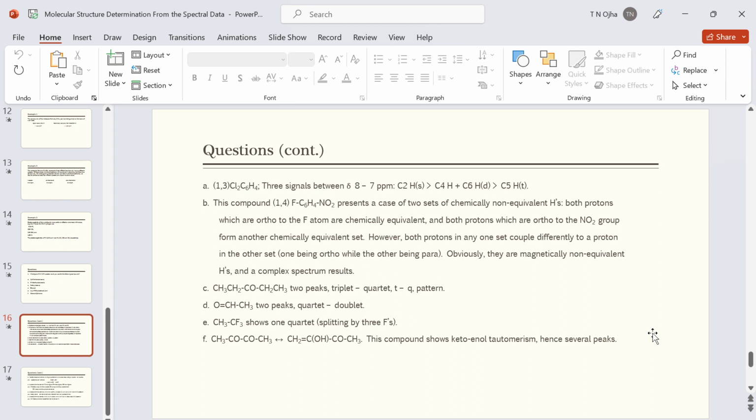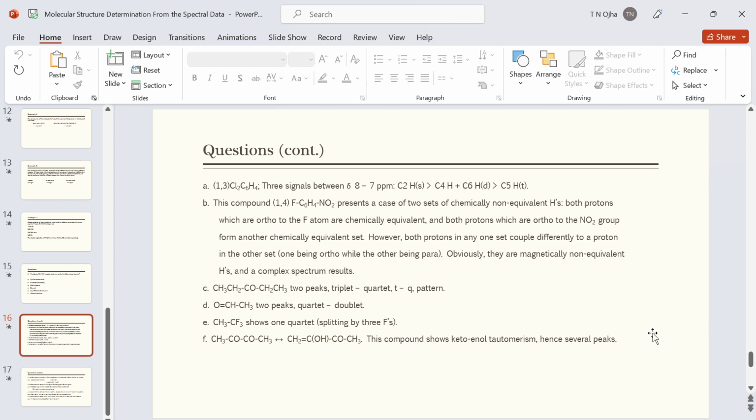1,3-Dichlorobenzene shows three signals in the range delta 8 to delta 7 ppm. The hydrogen at C2 is a singlet. Hydrogens at C4 and C6, in the same chemical environment, appear as a doublet. Hydrogen at C5 appears as a triplet.